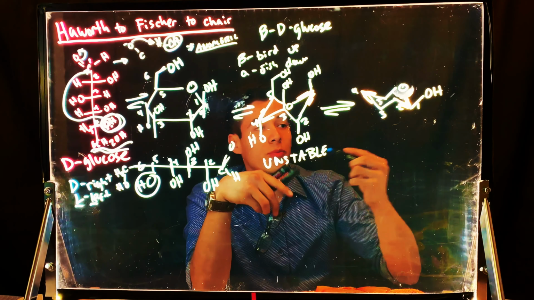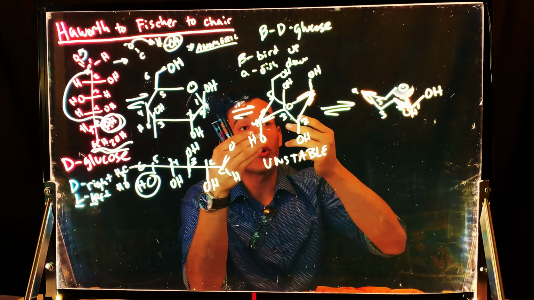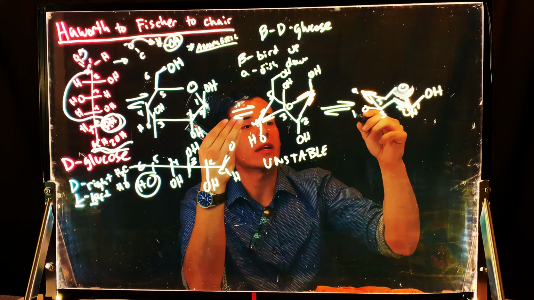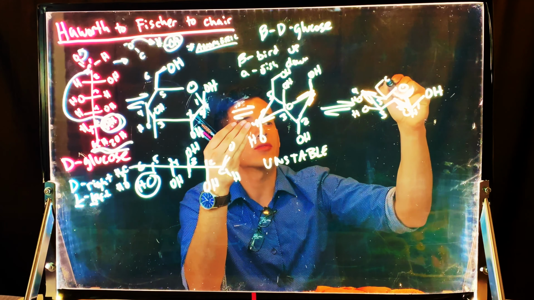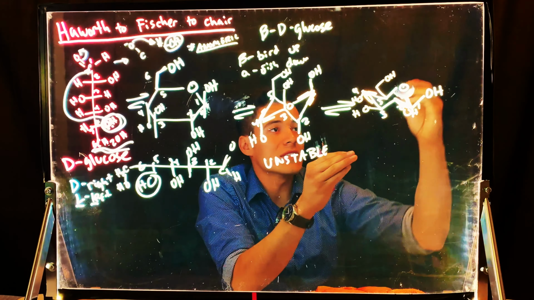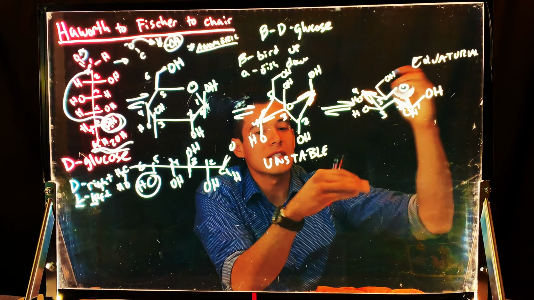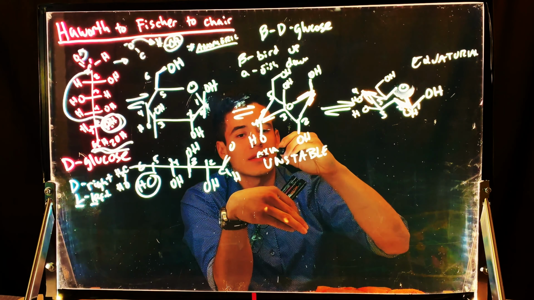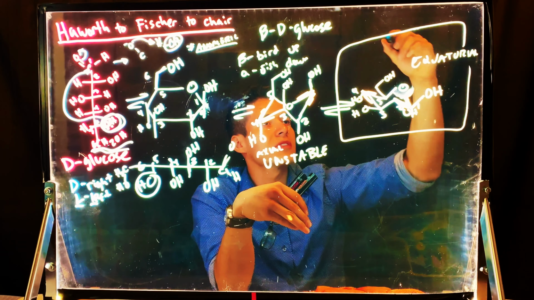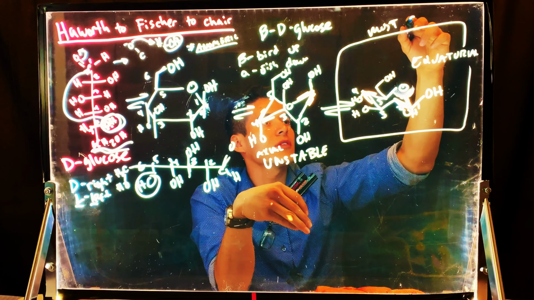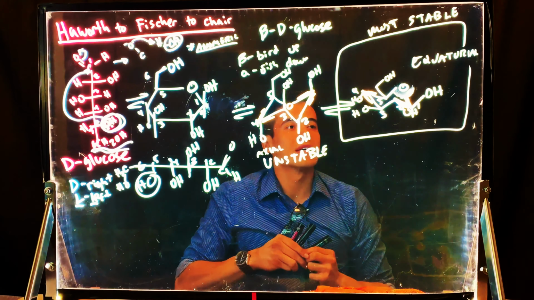And at carbon number 2, it's pointing down, so here we can put down. Number 3, it's pointing up, so we can put the OH group pointing up. Number 4 is down. And number 5 has the CH2OH pointing up. Now notice these are all equatorial, and these were axial. So we know that this is going to give us the most stable conformer of beta-D glucose. They're all equatorial.